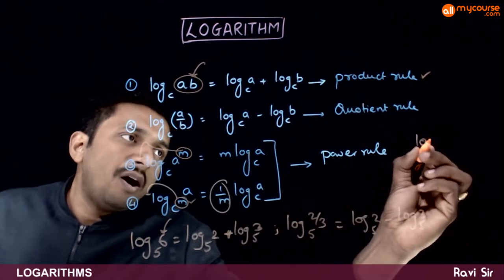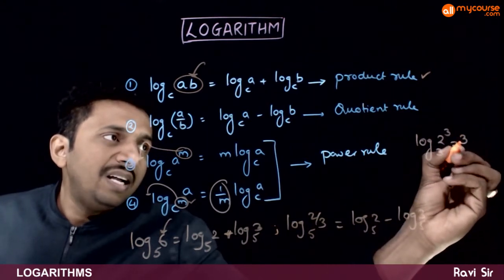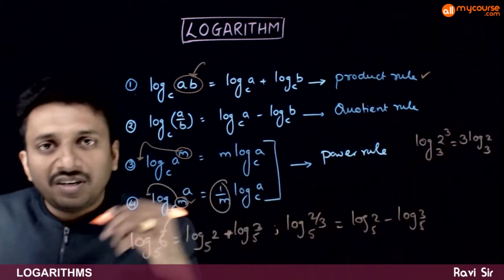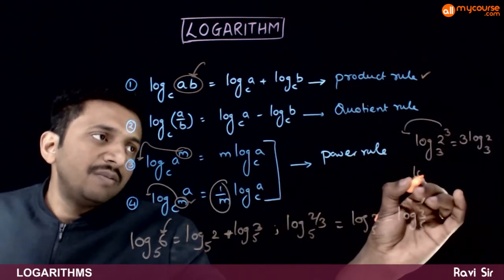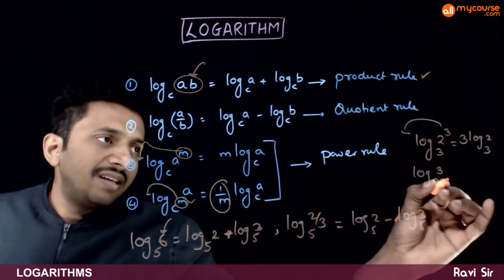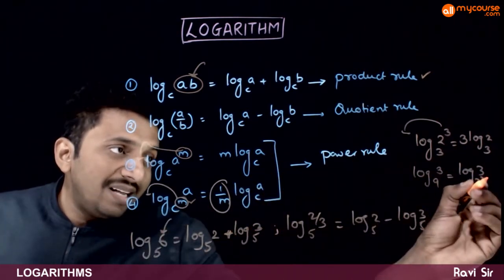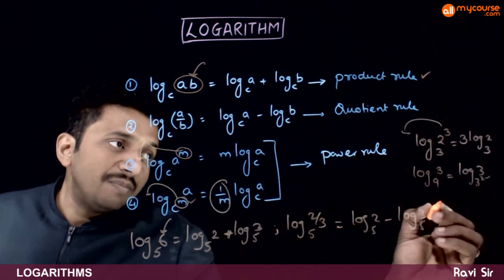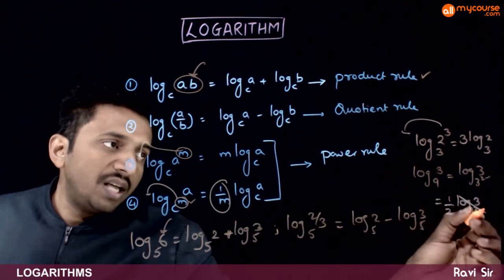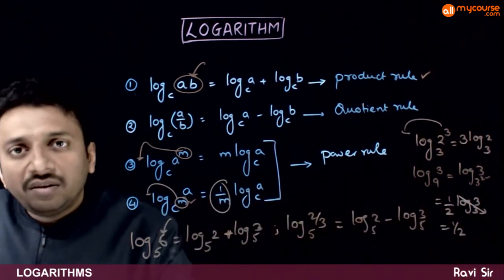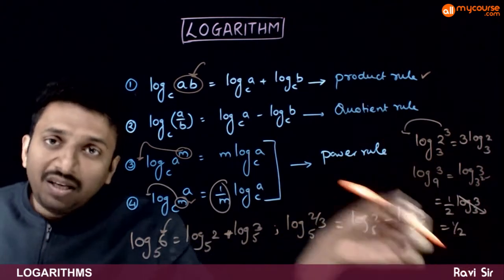For example, log 2 cubed to the base 3 can be written as 3 times log 2 to the base 3. So this power of 2 will just come out: 3 times log 2 to the base 3. Similarly, if you have log 3 to the base 9, this can be written as log 3 to the base 3 square. So here the power is on the base. So this comes out as the reciprocal, 1 by 2 times log 3 to the base 3, which is equal to 1 by 2. So log 3 to the base 9 will be equal to 1 by 2.